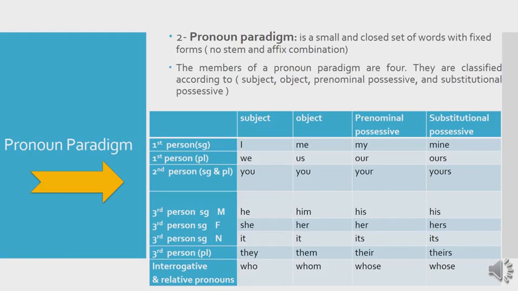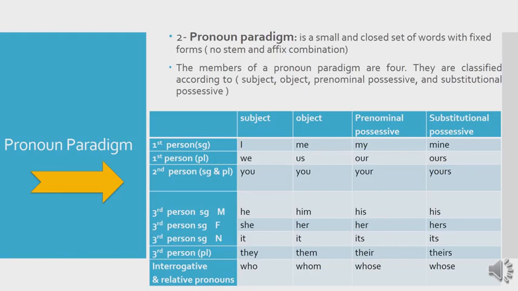Now we come to the third person plural. In the third person plural, the paradigm is going to be they in the subject position, them in the object position, their in the pronominal possessive, and theirs in the substitutional possessive. So you have to distinguish between third person singular and plural. And within third person singular, you have to distinguish between masculine, feminine, or neutral.